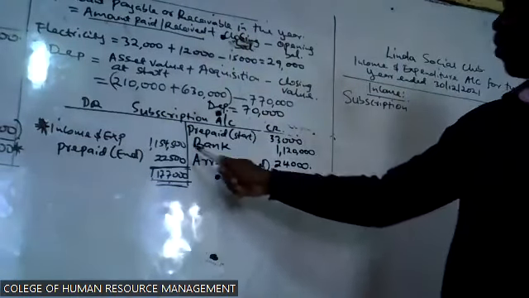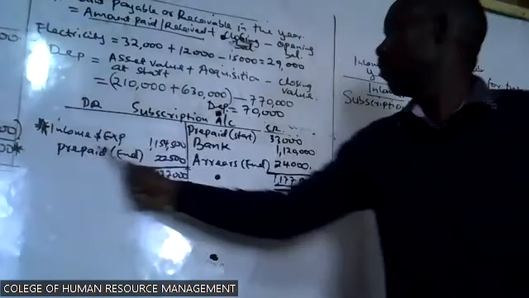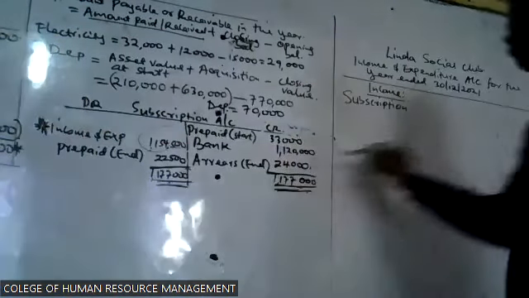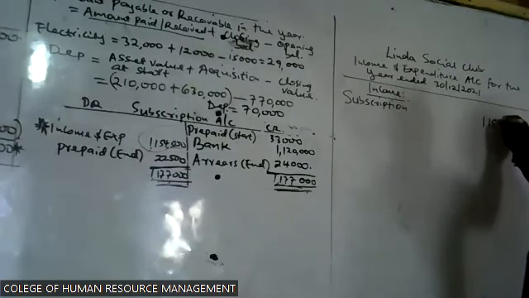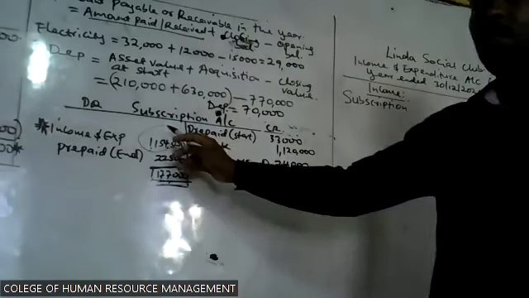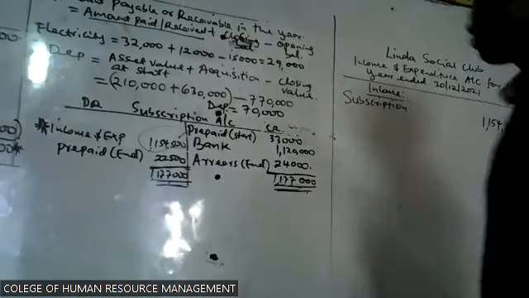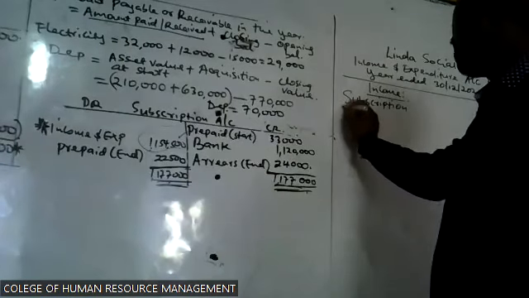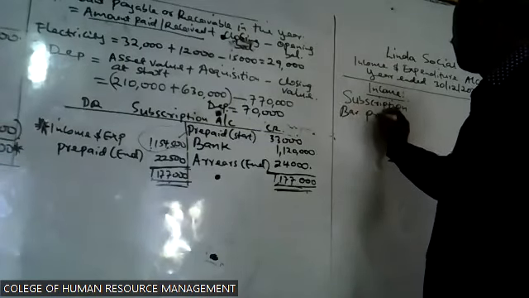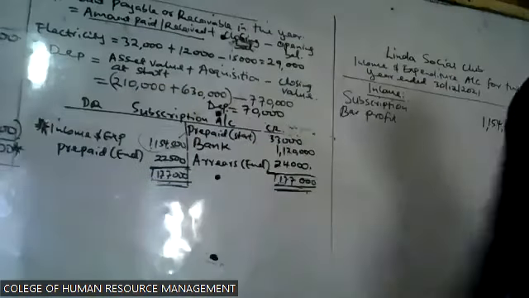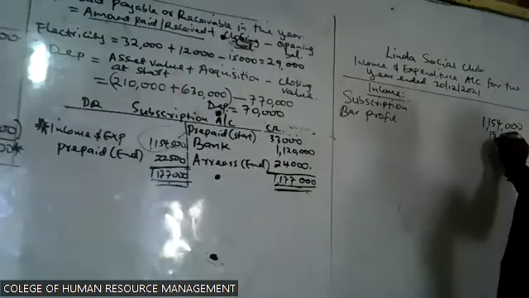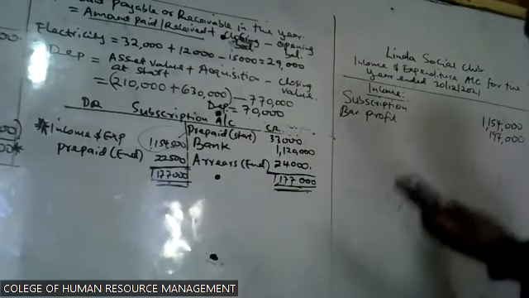Subscription, you come and pick this figure that we had here. That figure, 1,154,000, is what we got as the balancing figure in your subscription account. Then we have bar profit. The bar profit, we had it there. The gross profit was 197,000. It is another source of income.